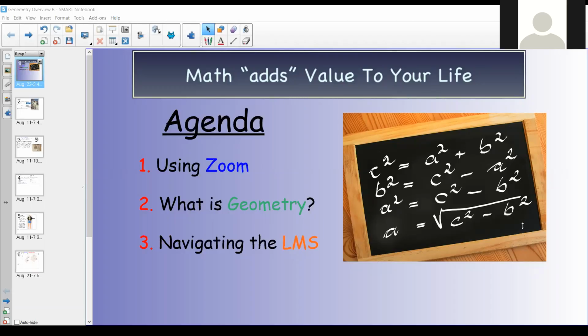The only thing that I find that I don't like about this platform is the other one is my chat box. I can't make it smaller, and so it covers up some of my screen. So we'll see how that works.